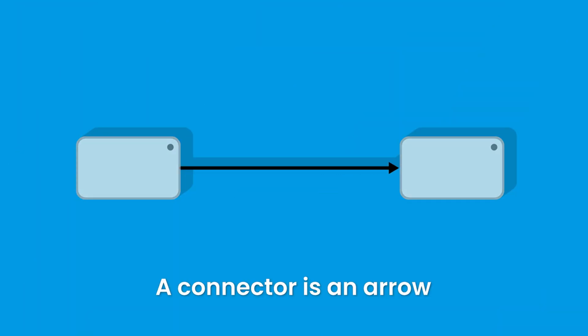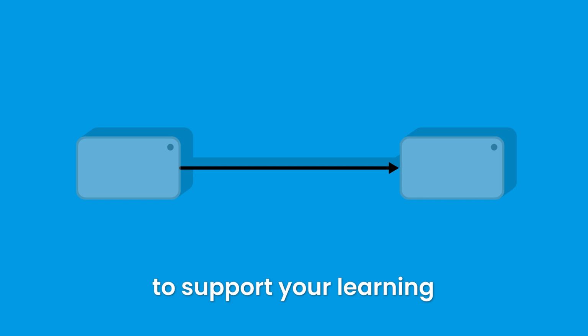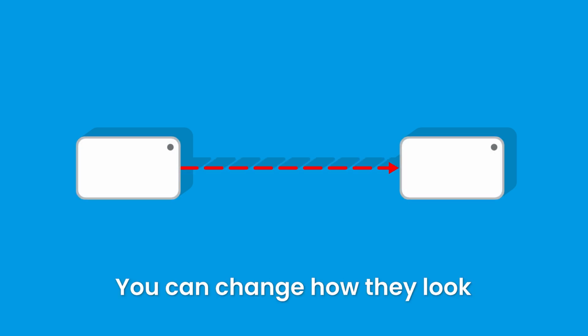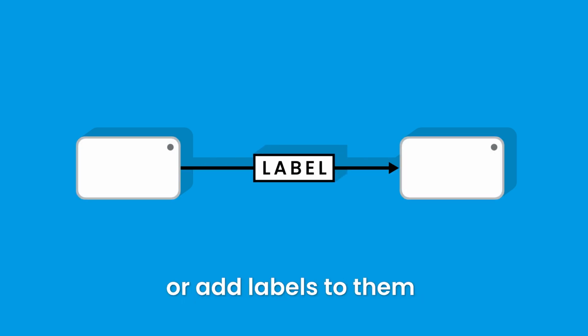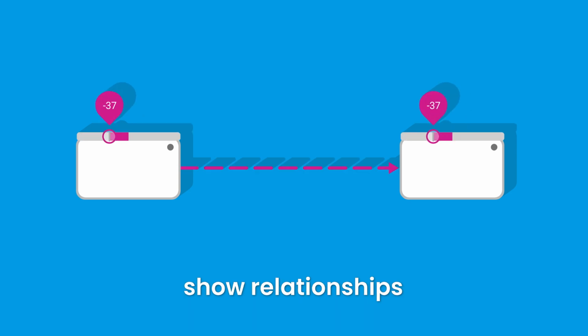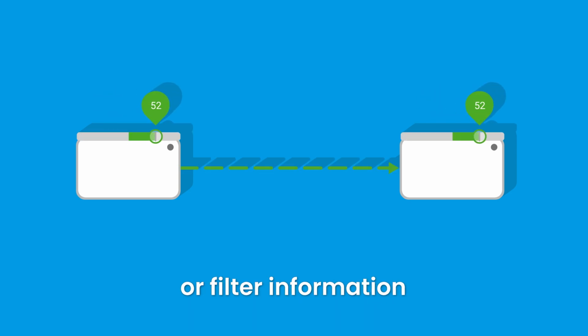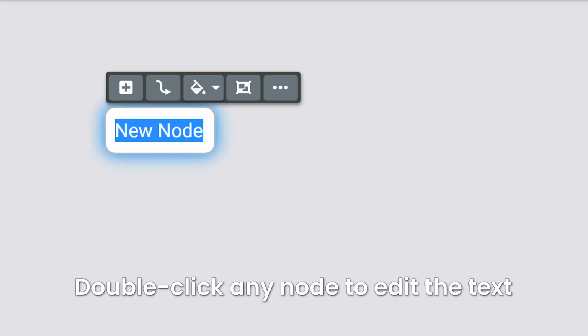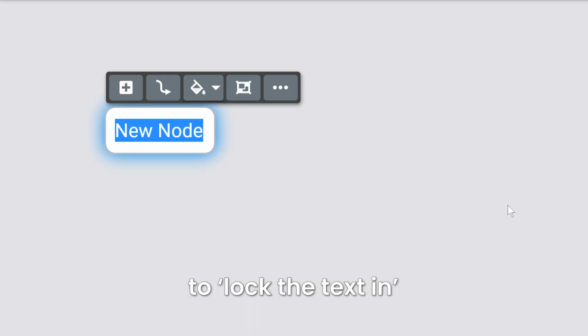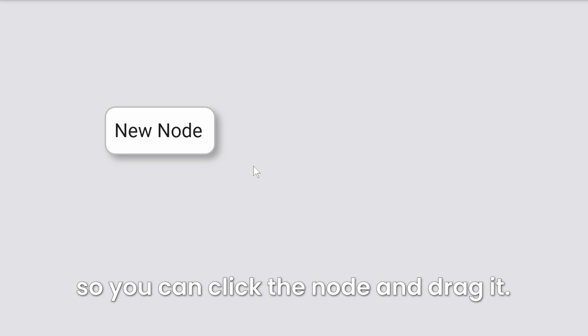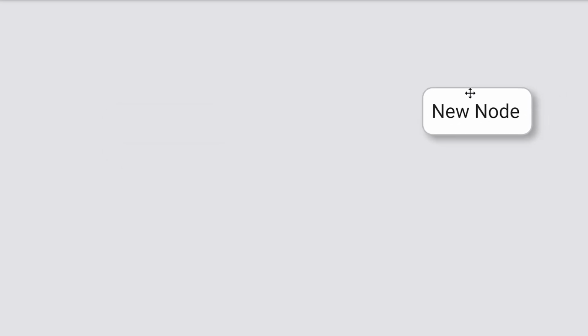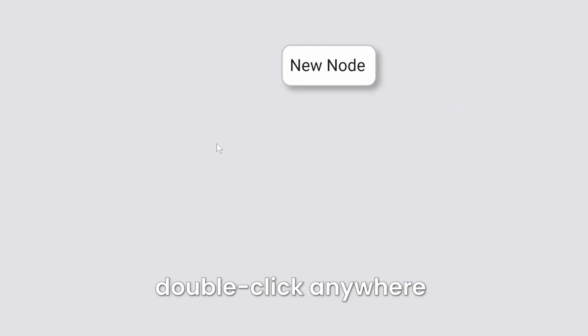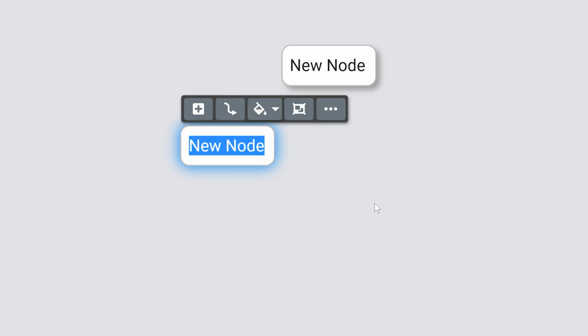A connector is an arrow with some extra features to support your learning. You can change how they look or add labels to them, and you can use them to show relationships or filter information. Double-click any node to edit the text. Then you can click the background to lock the text in, so you can click the node and drag it. To make more nodes, double-click anywhere on your map's background.